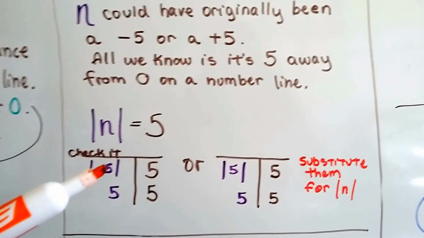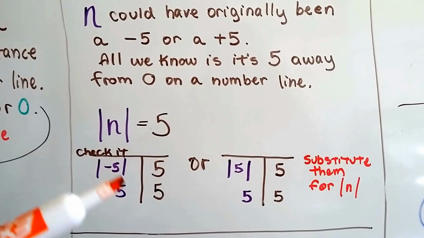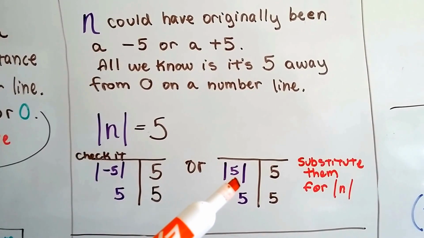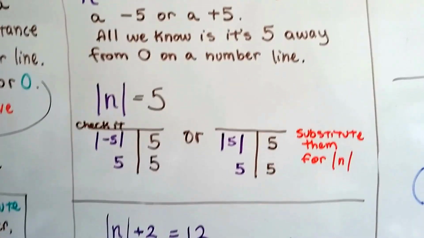And we can check it by putting a negative 5 in there. And the absolute value of a negative 5 is 5. That's 5, so that works. And the absolute value of 5 is 5. It's 5 units away from 0 on the number line, okay?